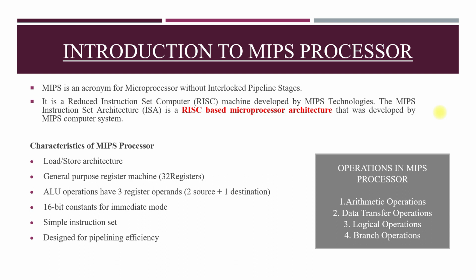What are the operations that can be carried out by the MIPS processor? First, it can carry out arithmetic operations: addition, subtraction, multiplication, division. Then data transfer operations like load word and store word. Then it is able to carry out logical operations. What do you mean by logical operations? Yes or no. Whenever you want to make a decision, in some cases is a greater than b or a less than b, you have to take some decisions. Those kinds of decisions will be taken up by the logical operations. Then branch operations; these things we are going to see in the programs now.